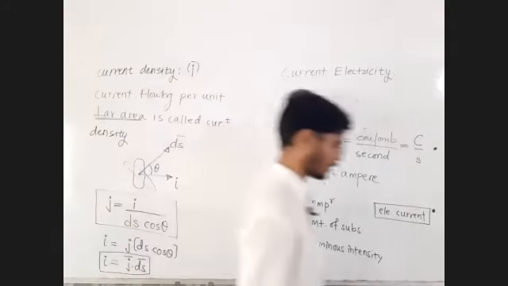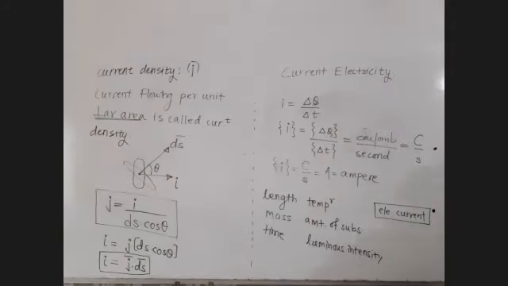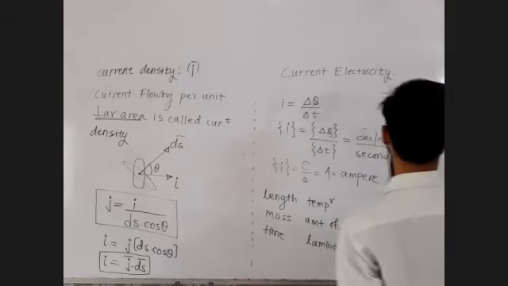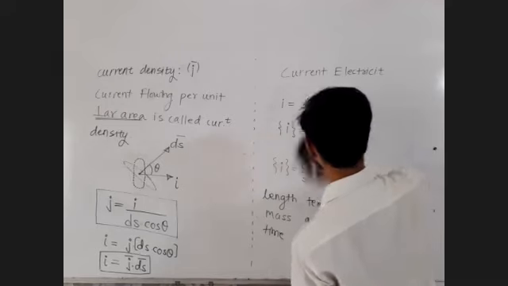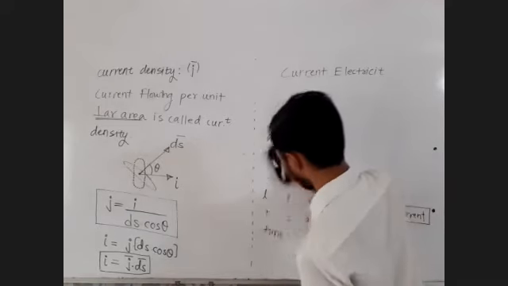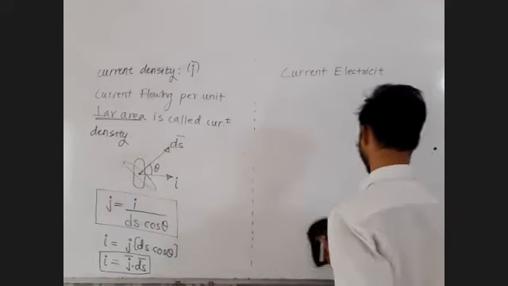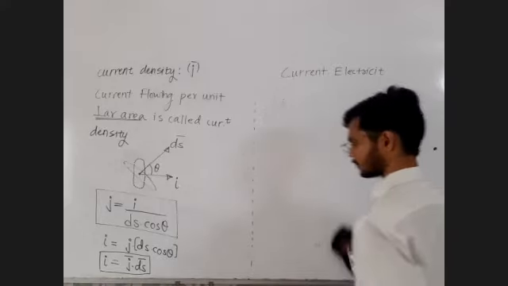Current through the small area ds is J bar dot ds bar. It's a dot product of current density and area vector. Up to this, reply me in the chat box, clear and written.